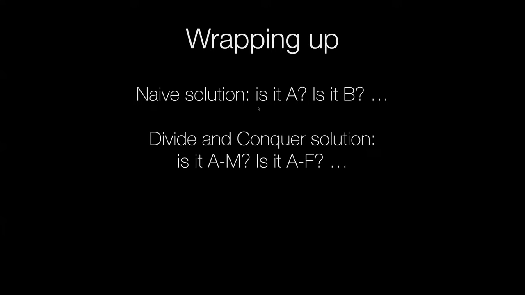So wrapping up the discussion here, the naive solution, with the 20 questions, is to ask, is it A? Yes, no. Is it B? Yes, no. The clever solution is to ask, is it between A and M? Yes, okay. Is it between A and F? Yes. Is it between A and C? Yes, and so on. This is called the divide and conquer solution.